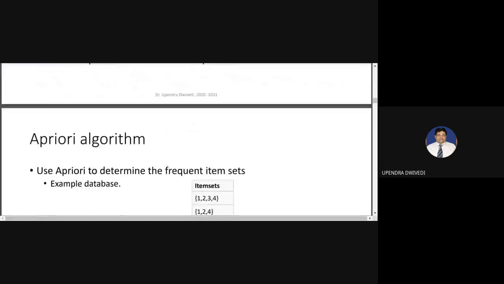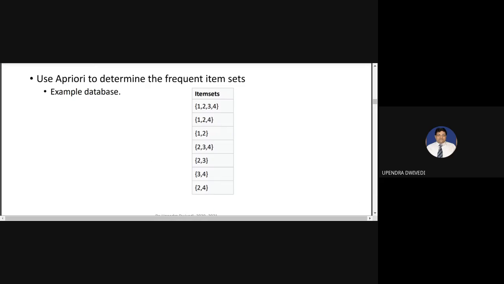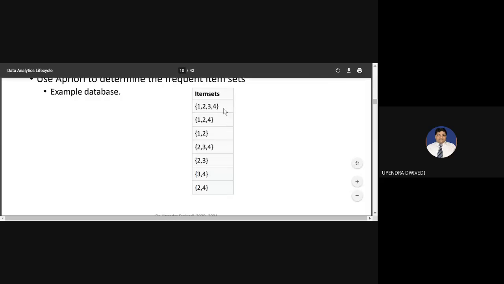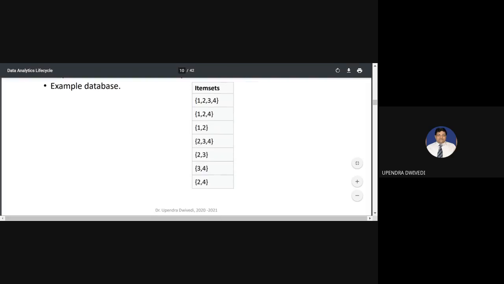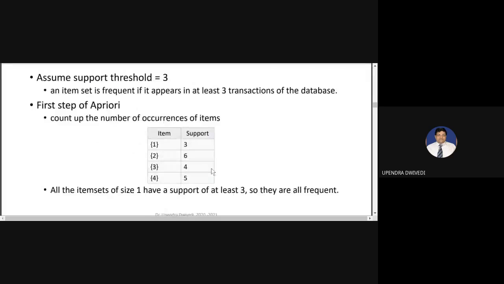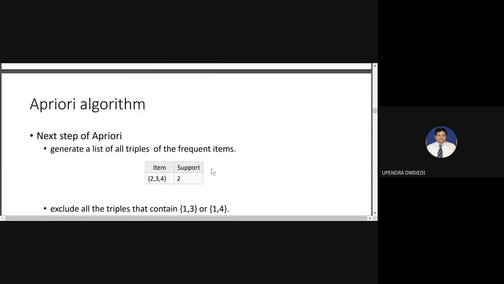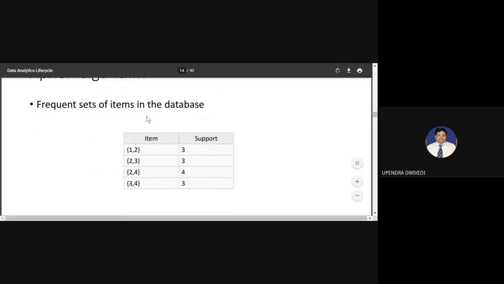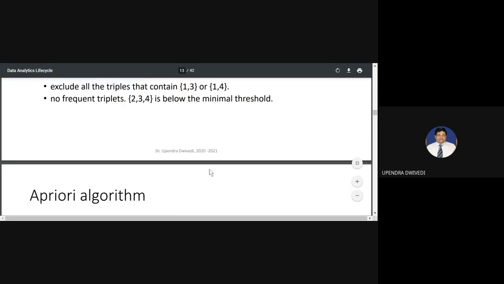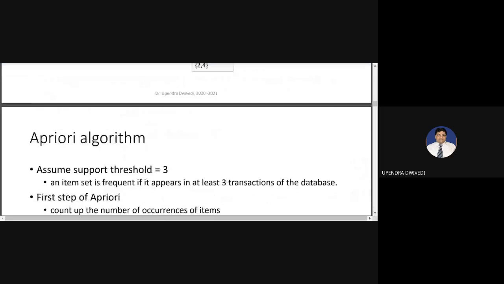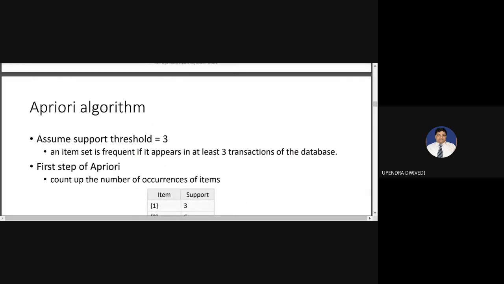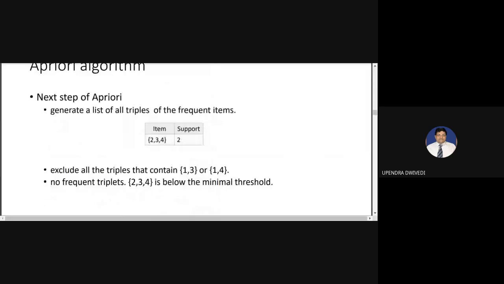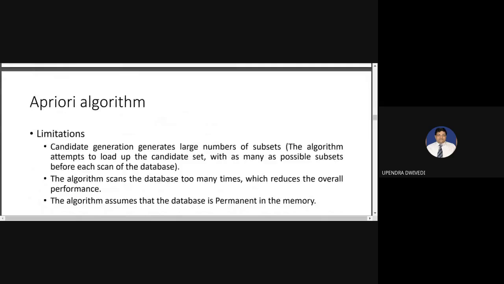Then we discussed one example where I took an item set containing information about the items, and we applied the Apriori algorithm on this item set. The final outcome we get is the frequent sets of items in the database. In this example, we assumed the support threshold equal to 3. So we can calculate the support inside the Apriori algorithm. Let us just go to that.